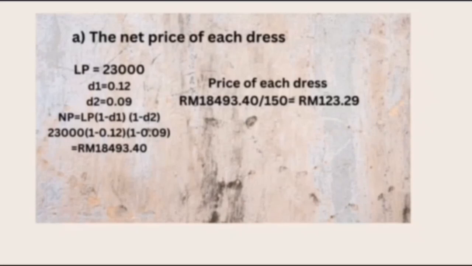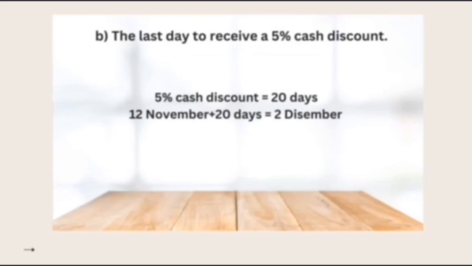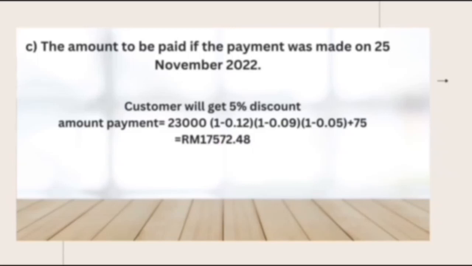The answer is RM 123.29 ringgit. Question B is, find the last day to receive a 5% cash discount. The 5% cash discount is 20 days because the term of the 5% cash discount is 20 days. 12 November plus 20 days, we get the last day is 2 December. Question C is the last question.